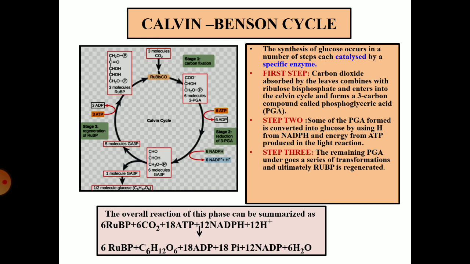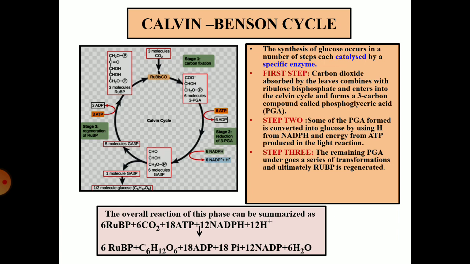It is also known as the Calvin-Benson cycle because two scientists, Melvin Calvin and Andy Benson, discovered this cycle. Hence, it is named after them. The first step, carbon dioxide absorbed by the leaves combines with ribulose bisphosphate and enters into the Calvin cycle and forms a three carbon compound called phosphoglyceric acid. This is the first stable compound that is formed, also known as PGA.